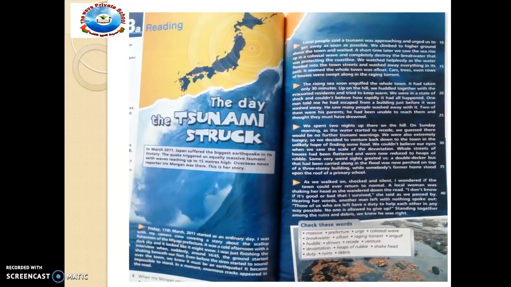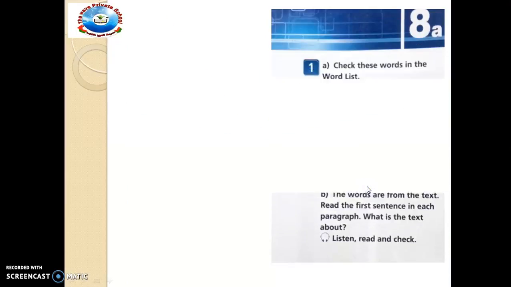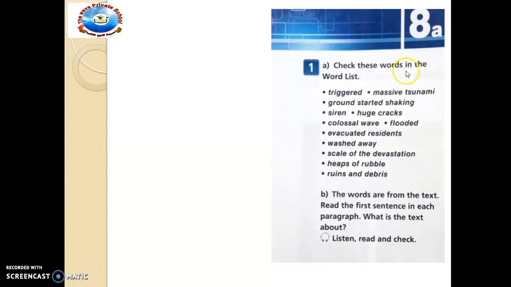On the reading, we have the day the tsunami struck. So I want you to please make out time, read this text, read it very well. We have A, B, C, D, and E. Then you have to check out these words from your word list. Make sure you check them out so that when we get there, you will follow through. Okay? Now the aim of exercise 1 is for us to introduce the topic. It says check these words in the word list. So friends, I want you to check these words in the word list. I won't do that for you now. So check them out and write them in your notebook.